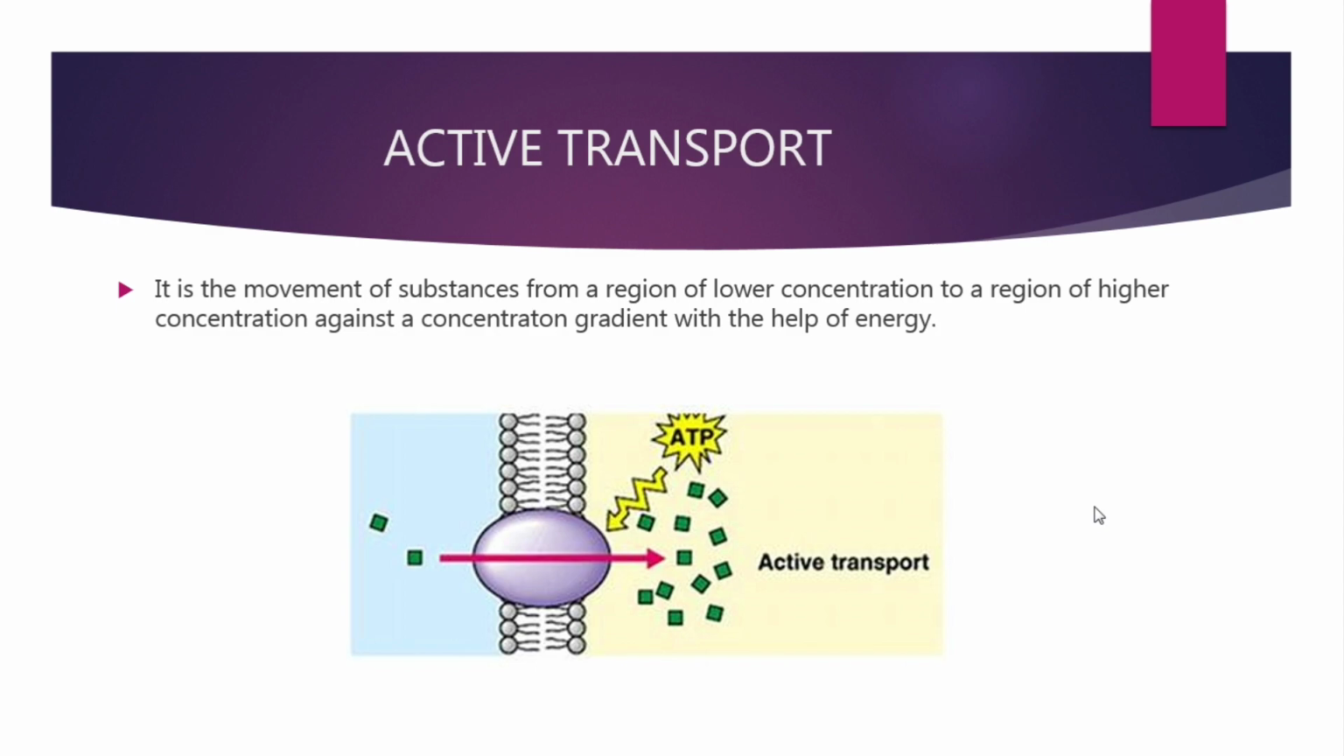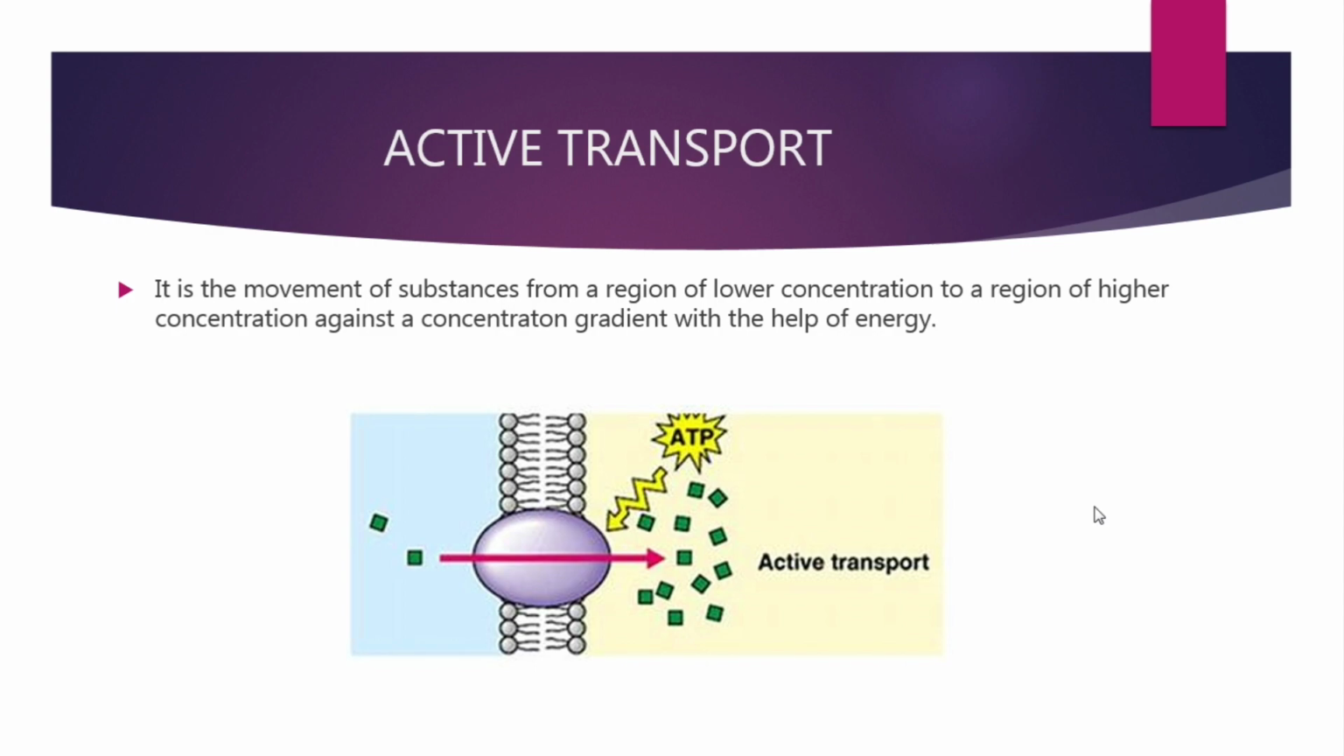Now we read the definition. Active transport is the movement of substances from a region of lower concentration to a region of higher concentration, against the concentration gradient, with the help of energy. We have studied that molecules move from a region of higher concentration to a region of lower concentration. But in the case of active transport, it's the opposite. The molecules move from a region of lower concentration to a region of higher concentration.